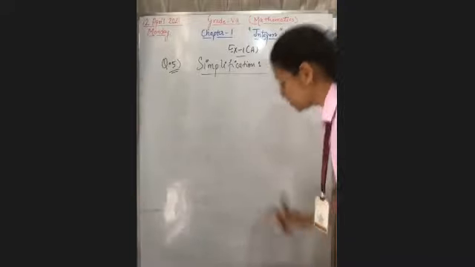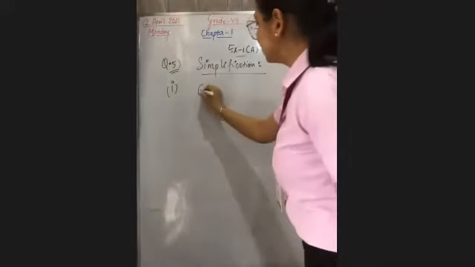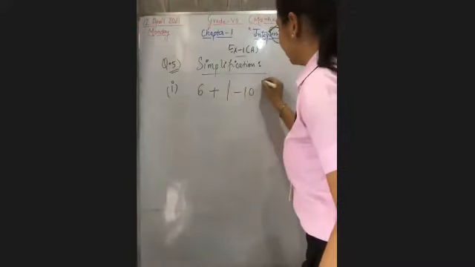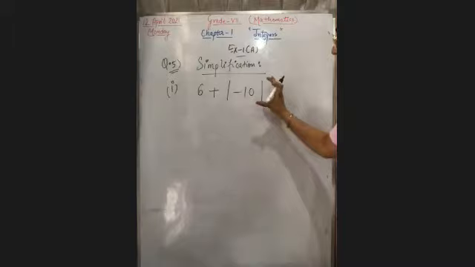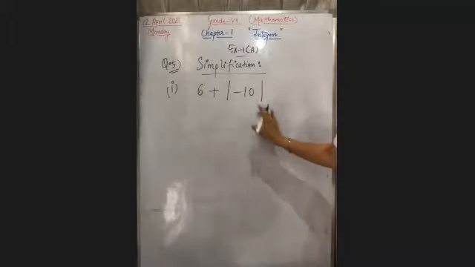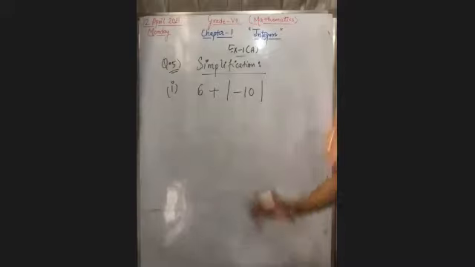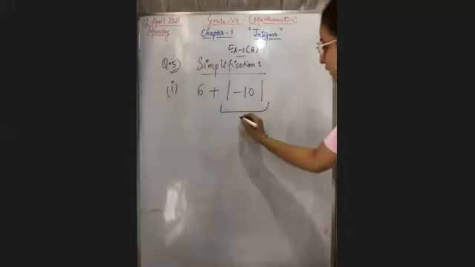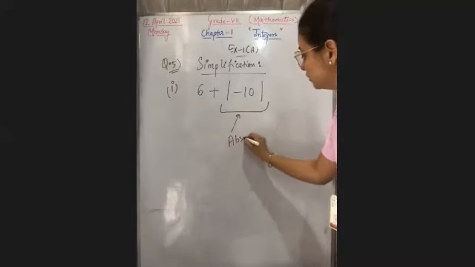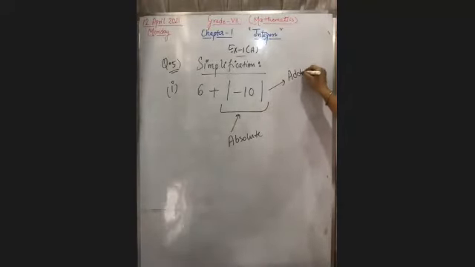Now, simplification. The first part is easy. The first part is 6 plus minus 10. This is a bracket given to you. This is not a small bracket, not a curly bracket, not a large bracket. This is the bracket of absolute value. We can say it is an absolute value, or we can say it is the additive inverse. You have to write here absolute value, or you can write the additive inverse.